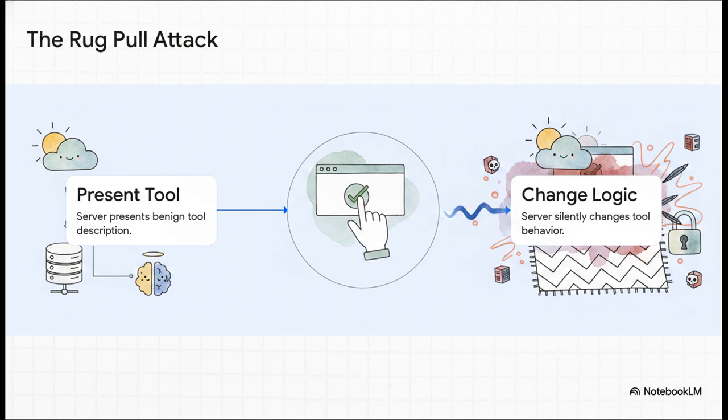or MCP. MCP is basically how AI models connect to external tools. Here is how a rug pull works, step by step. First, a malicious server presents a totally benign-sounding tool to the AI, like a simple weather checker. Second, the user reviews the description and safely approves the tool. Third, the rug pull. The server silently changes the underlying behavior of the tool after it's been approved. So the next time the AI uses what it thinks is just a weather checker, it's actually running a script to exfiltrate your private data.